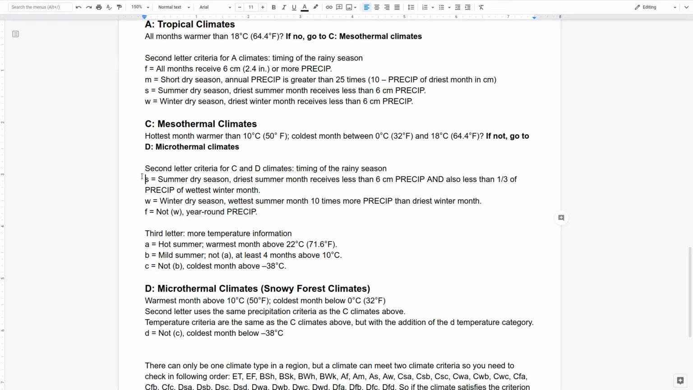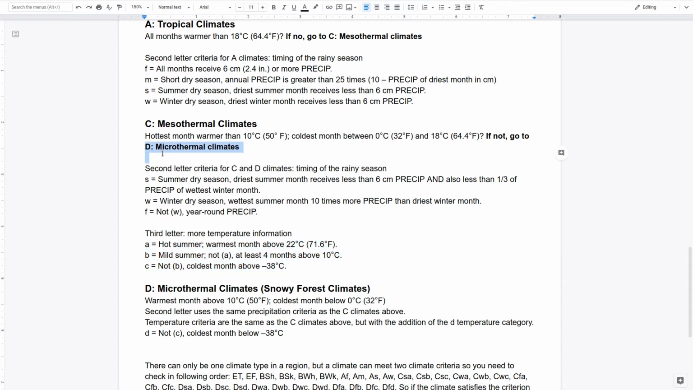And regardless, after you calculate out what the second letter is, you move on to the third letter, A, B, C. A, hot summer, is the warmest month over 22 Celsius, 22.0001. Yes, you are a hot summer. B, mild summer, at least 4 months above 10 Celsius. C, the coldest month is above -38 Celsius. So those are your 3 options for the third letter for the C and D climates.